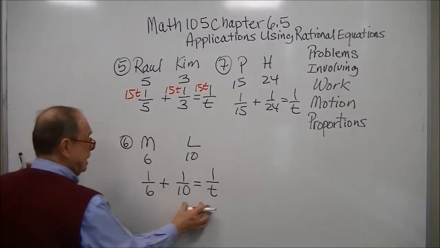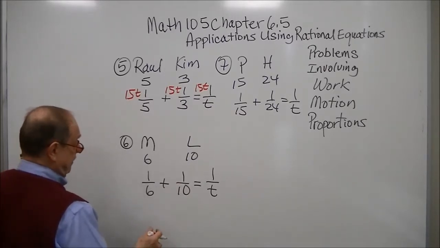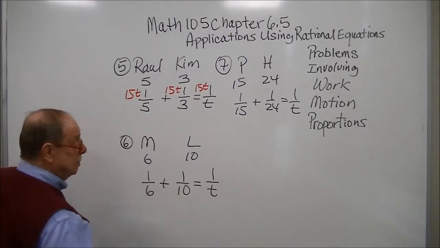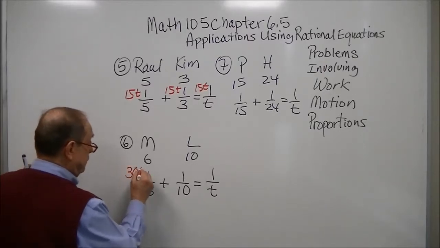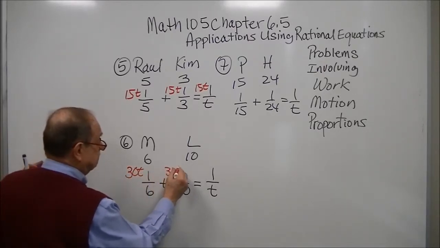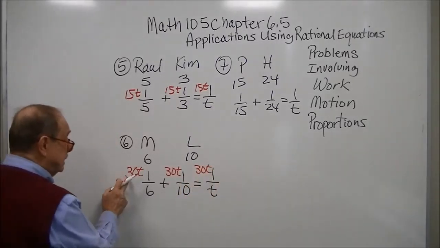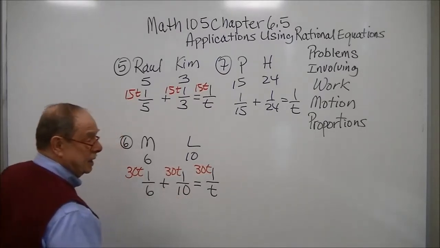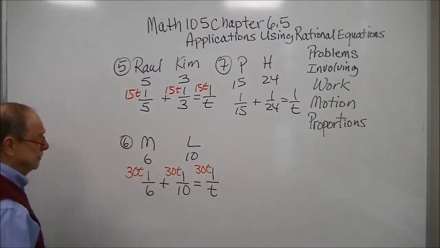And the least common denominator here would be 30t. You might say 60, and 60 would work, but 30 is better. 30t is the least common denominator. 60 would be a common denominator, and if you were stuck, 60 would be okay to use.